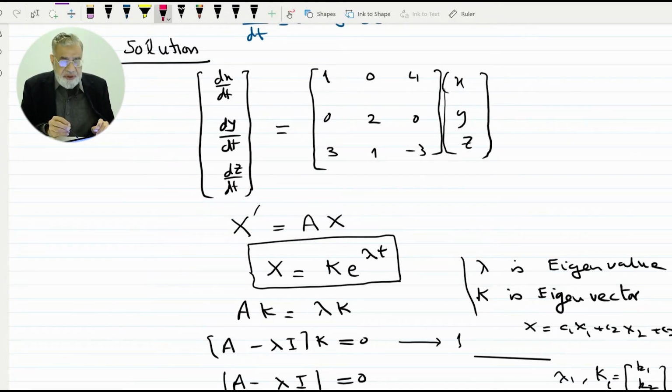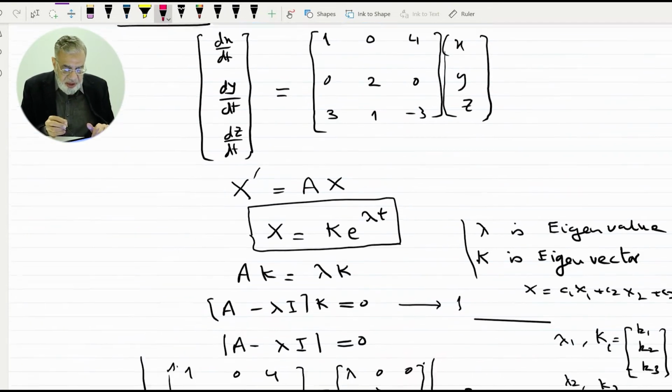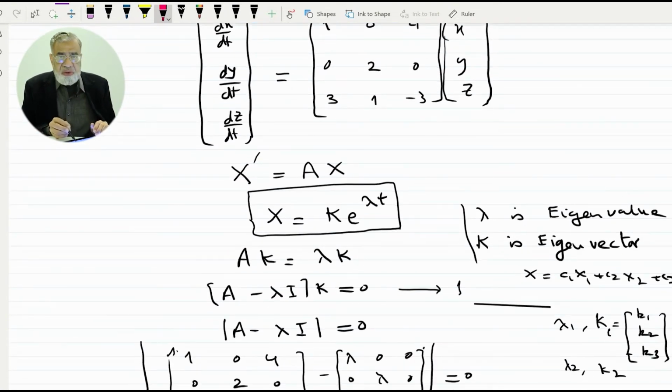I take lambda k on the left hand side, and I get (A minus lambda I) k is equal to 0, because lambda is a scalar. So we take I as an identity matrix of the same size. We can add and subtract only two matrices of the same size, so we have to make the matrices the same size. If this is to have a non-trivial solution, we are interested in the non-trivial solution only when the determinant of this coefficient matrix is equal to 0.